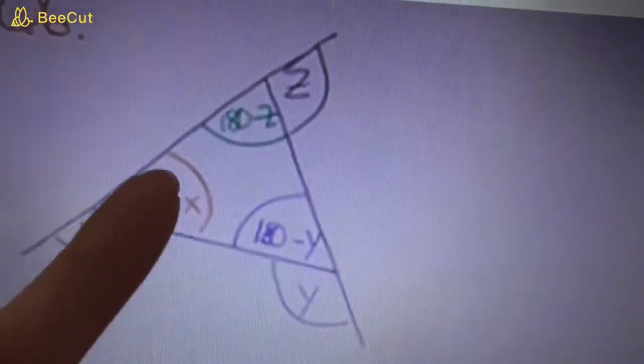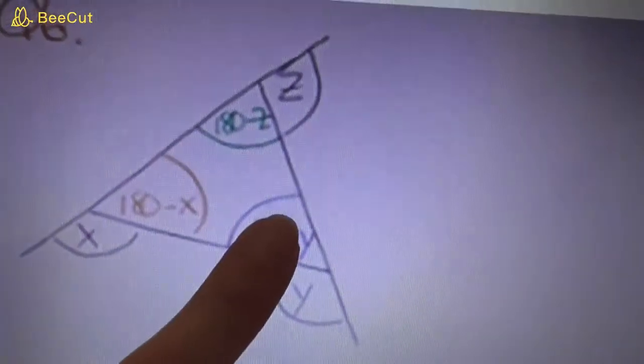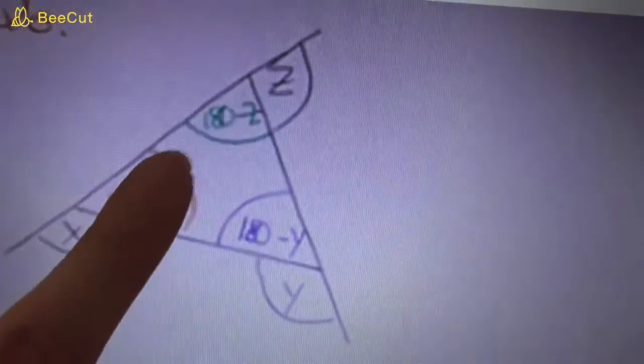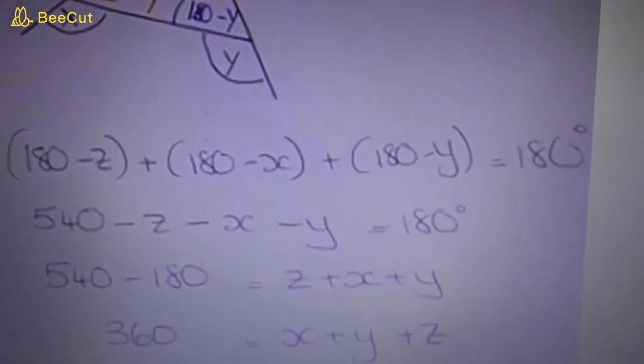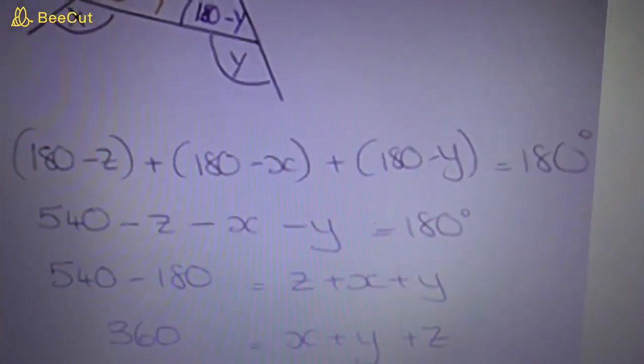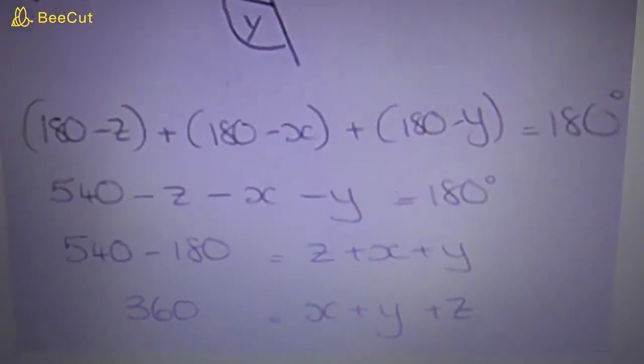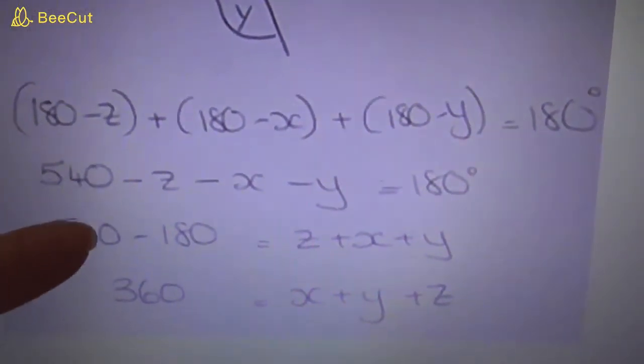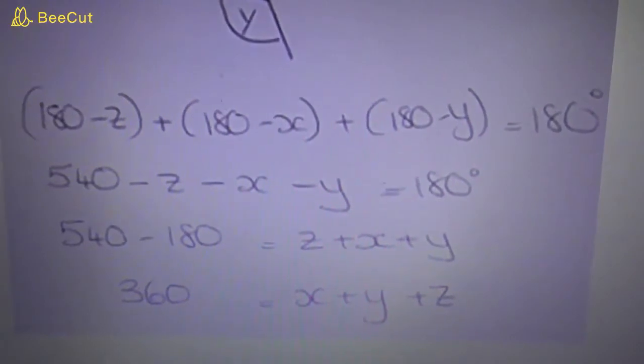I now know that this angle plus this angle plus this angle should add together to give me 180 degrees, because they're the three angles in a triangle. So that's what I'm doing next. So 180 minus z plus 180 minus x plus 180 minus y is equal to 180 degrees. Tidying that up, you're going to get 540 minus z minus x minus y equals 180.